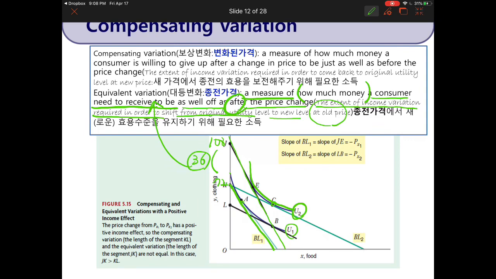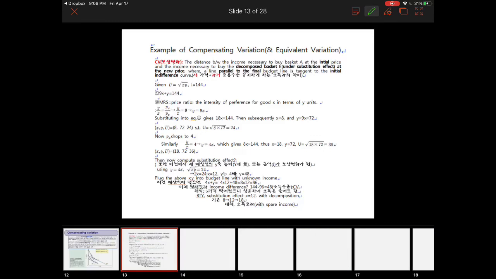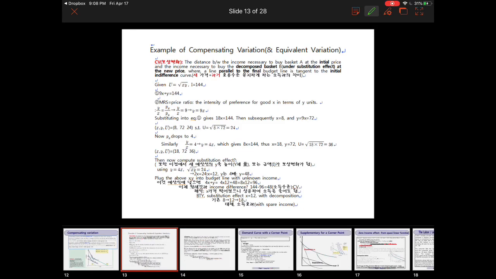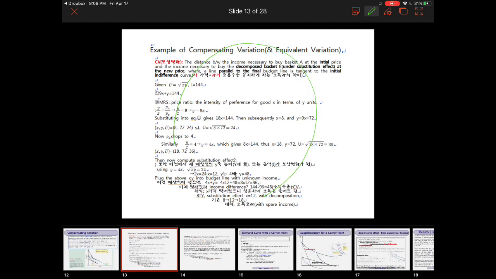That's about equivalent variation. Now let me move on to the next slide. So here, you can see this slide, another one. I will not go over this one. This is nothing more than another example of computing compensating variation and equivalent variation. I changed the utility function and your income level. The price ratio is still the same, 9 and 1. And I just dropped the price of good X to 4.